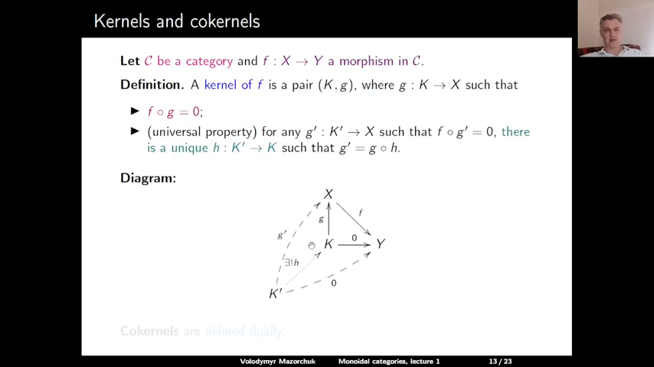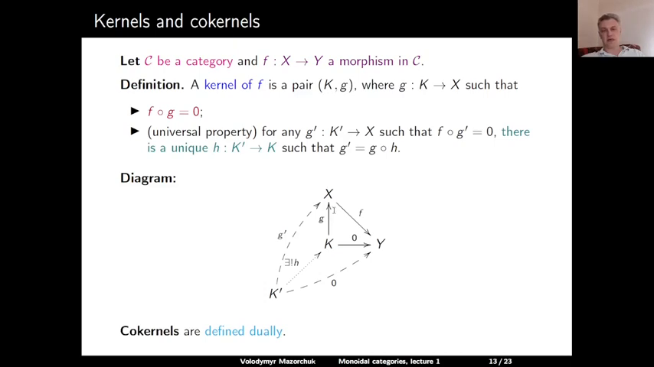So here is a diagram. We have our morphism F from X to Y. K and this morphism G is a kernel. The composition of G followed by F is 0, so this triangle commutes. Now if we have any K' with a morphism G' to X, such that the composition G' followed by F is 0, there should exist a unique H from K' to K, such that G' is H followed by G.